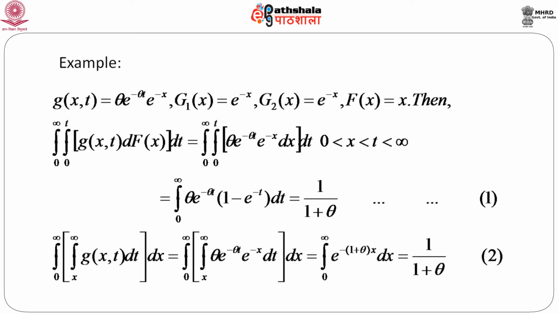Similarly, if we consider the right hand side, with x to infinity, since we are doing the integration first with respect to t, then t should range from x to infinity. This quantity becomes e to the power minus (1 plus theta) x, and integrating from 0 to infinity, it gives you 1 by 1 plus theta. So, hence these two actually match. So, Fubini's theorem is satisfied because all the conditions are satisfied here, and we can easily use Fubini's theorem to change the order of integral.